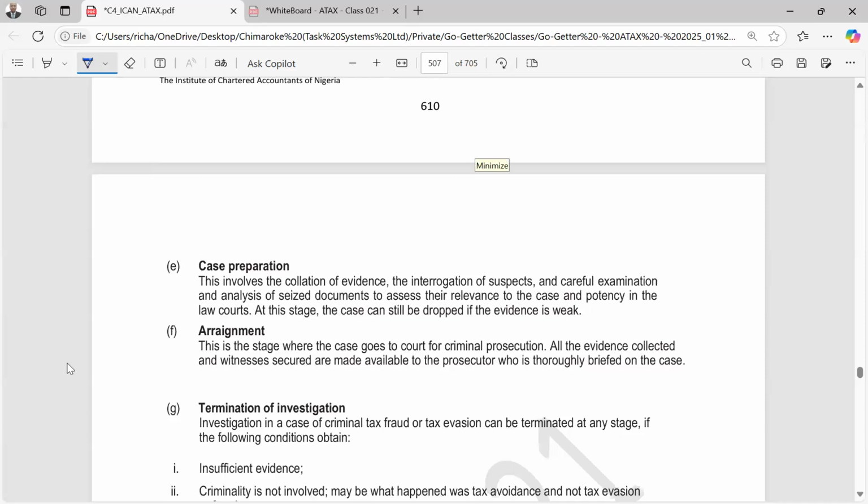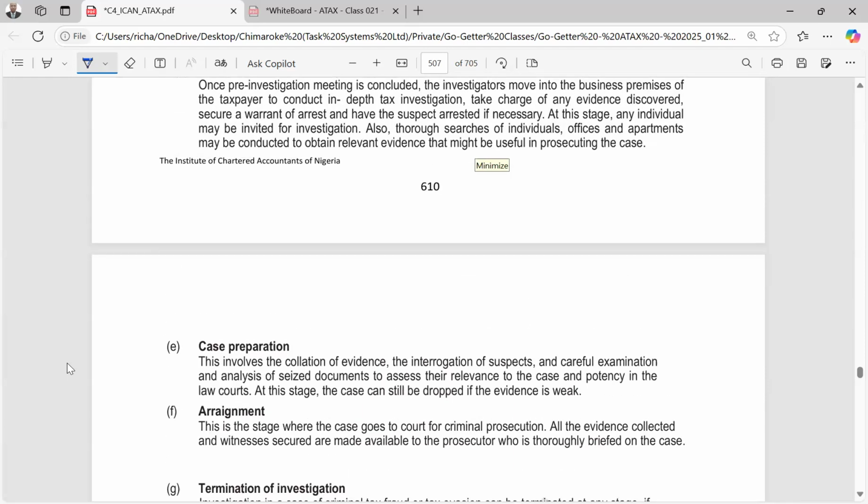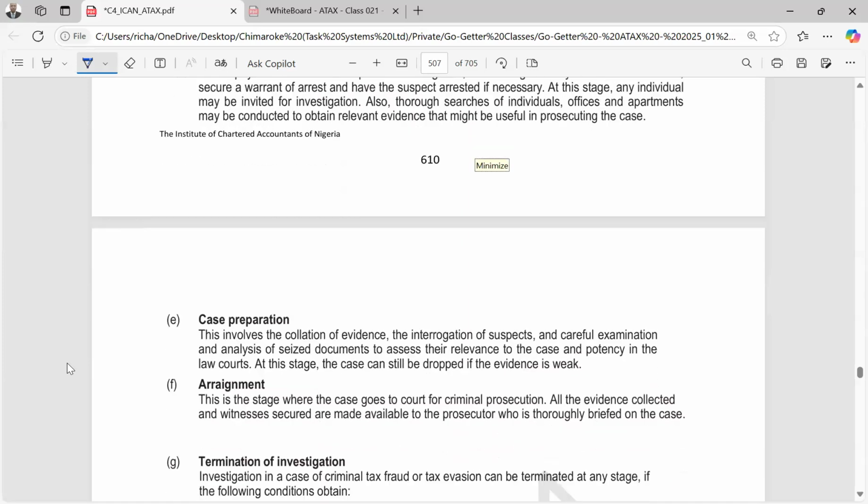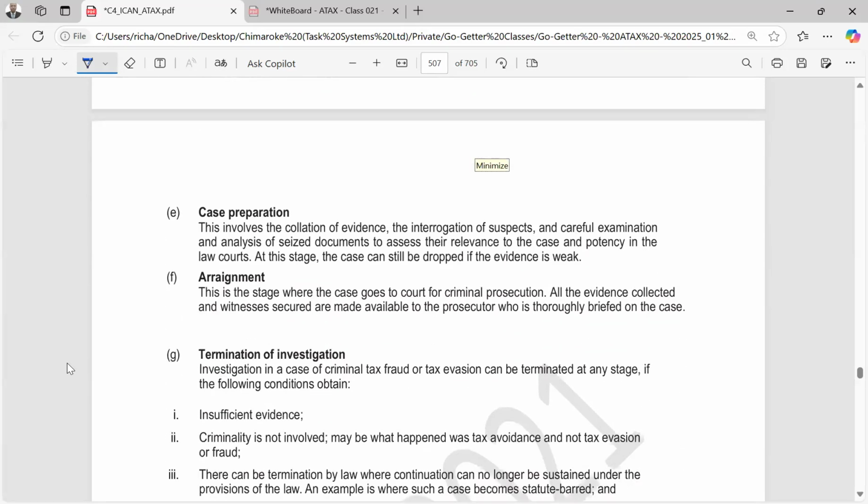Then when they have done the tax investigation and find out that someone has been committing a crime, they will now prepare a case for the person. They have built a case and they will take it to the law courts, so the person has to answer for his error. Then there is an arraignment. When the person is found guilty, he is arraigned and taken to sentence.